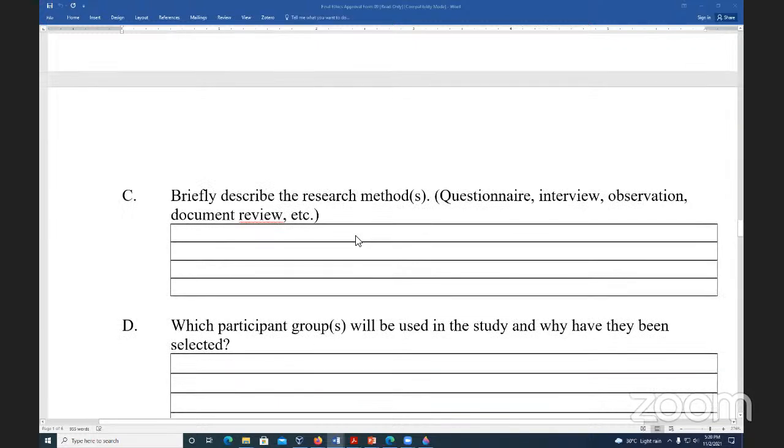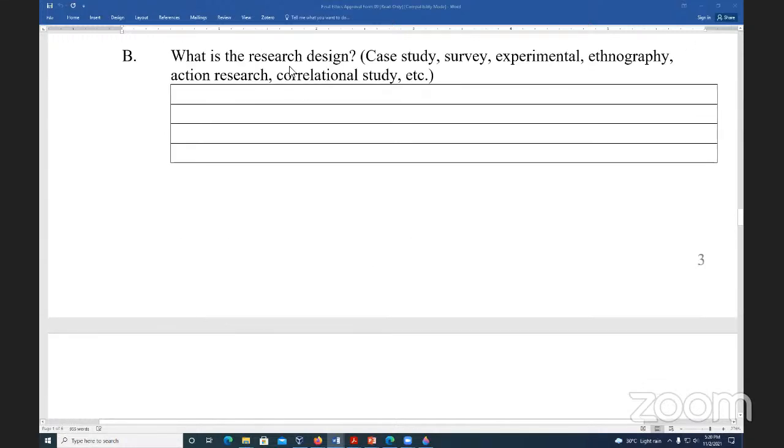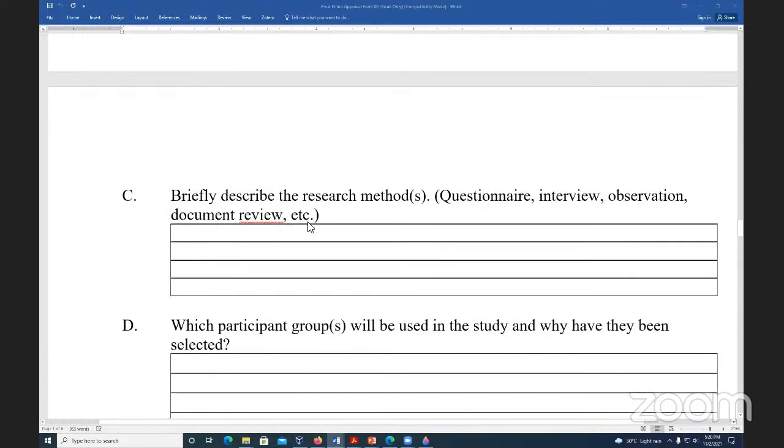So let's continue. Describe the research methods. And so it is to supplement the research design now. We're going to now explain what you're going to do so that this particular research design will actually collect data that will yield results that will answer your research questions. So we'll be doing questionnaires, interviews, observation, document reviews. And by the way, there are many other things you could be doing.